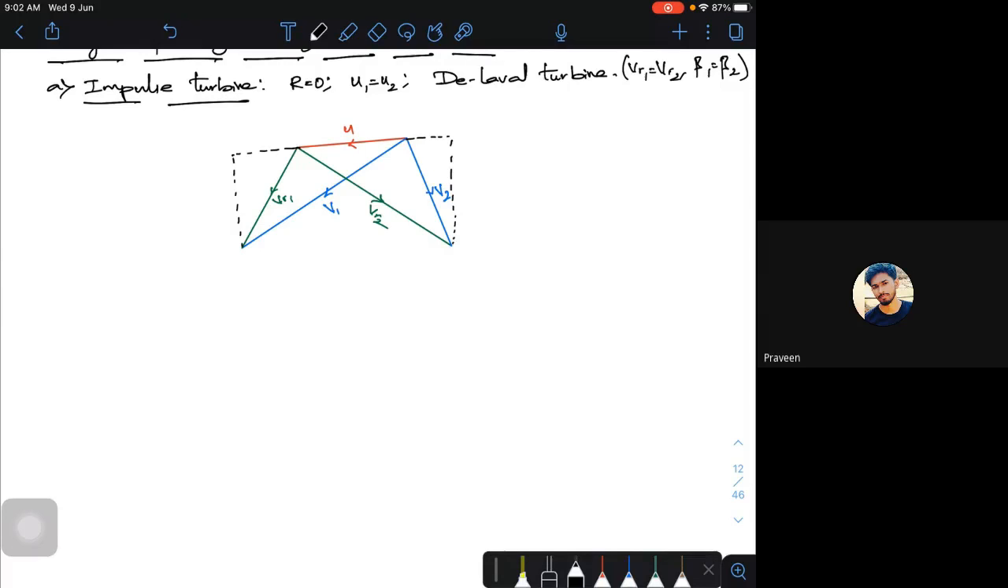So here beta 1 is equal to beta 2. That's one particular thing. This is my VF1 and this will be my VW1. This is my VW2, and this is my VF2. Let's mark the angles alpha 1, alpha 2, beta 2 and beta 1. So I have put all the components of the velocity triangles here.